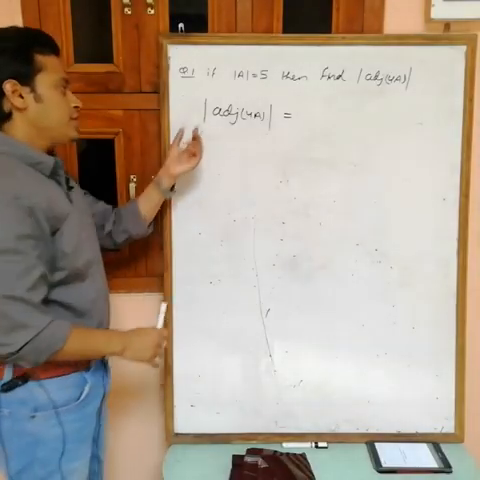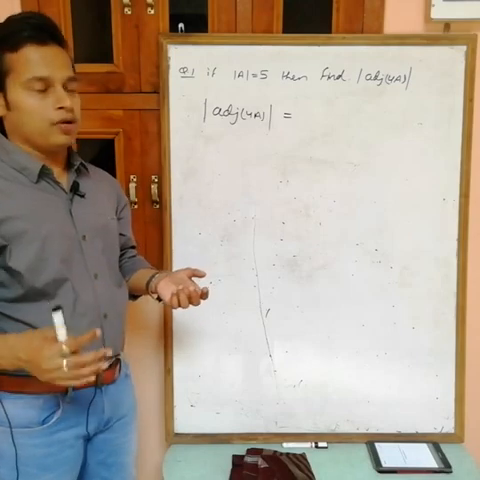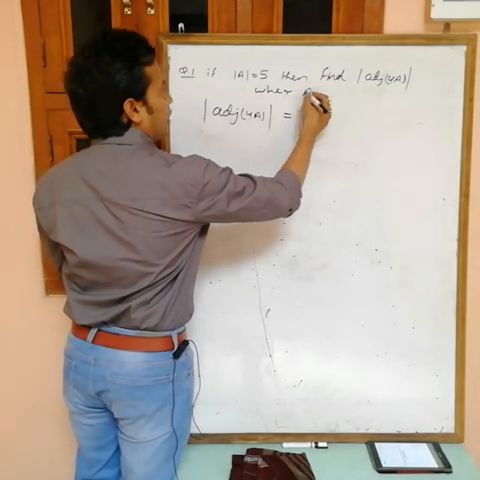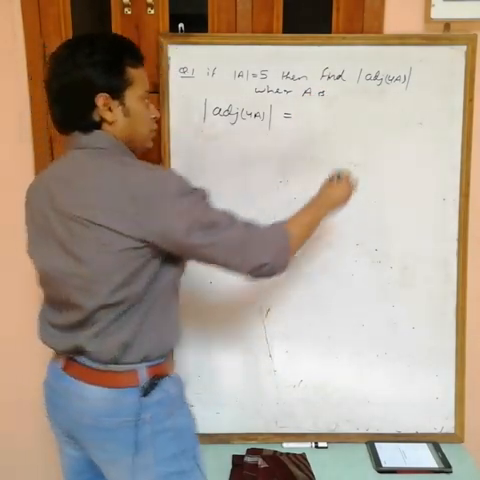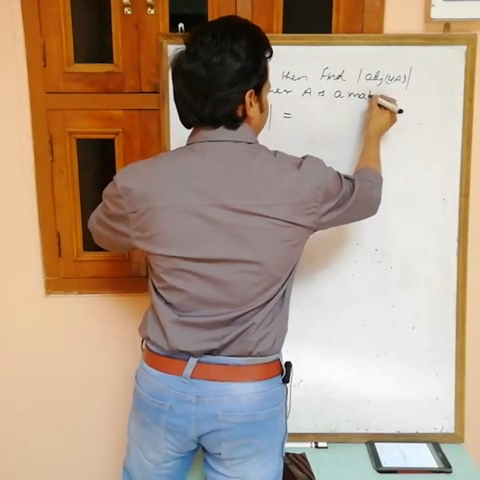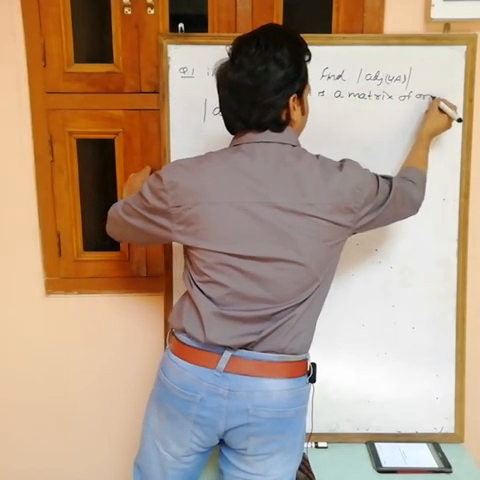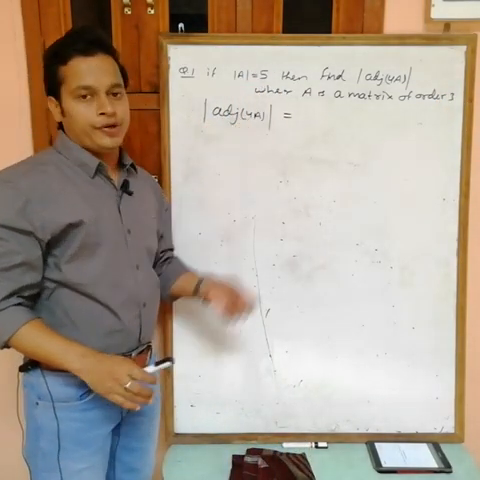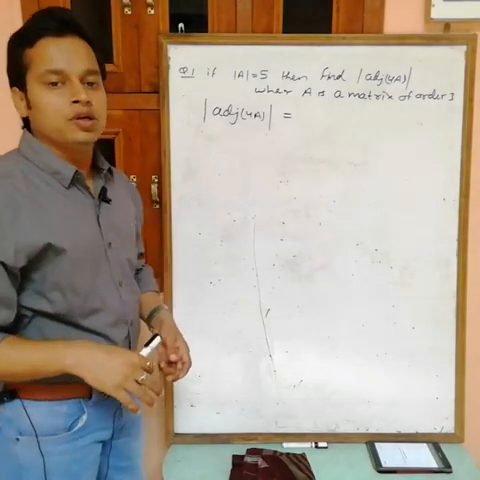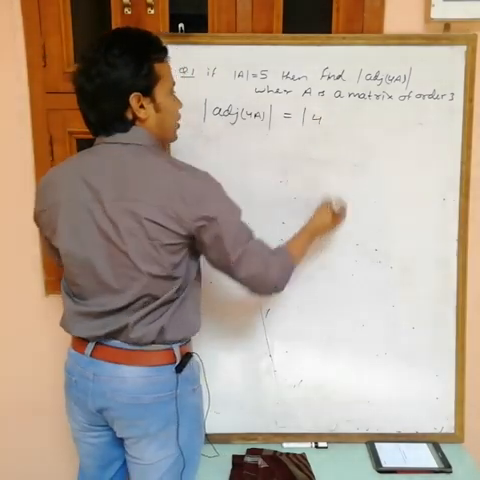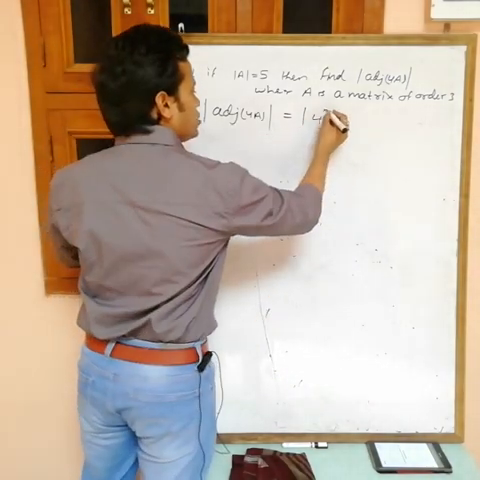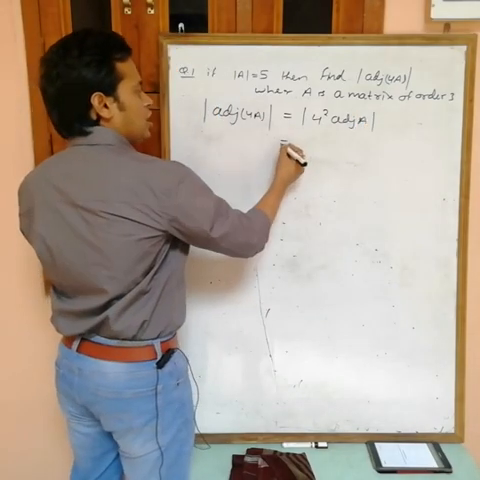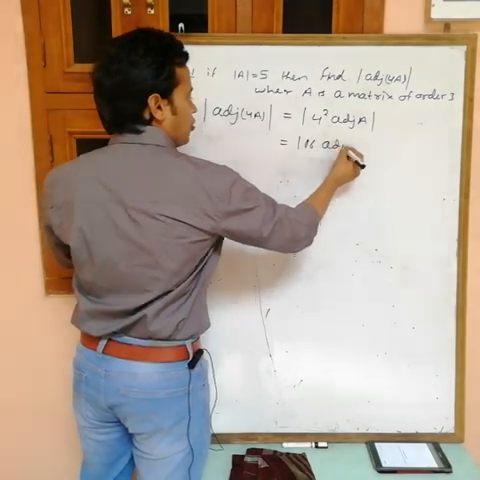Now see, we want determinant of adjoint of 4A. First, this is the adjoint, where A is a matrix of order 3. Now this is like adjoint of K into A. Adjoint of K into A is K power n minus 1 into adjoint of A. So 4 power n minus 1. N is the order, which is 3, so 4 power 2 into adjoint of A. Now this is 16 adjoint of A.